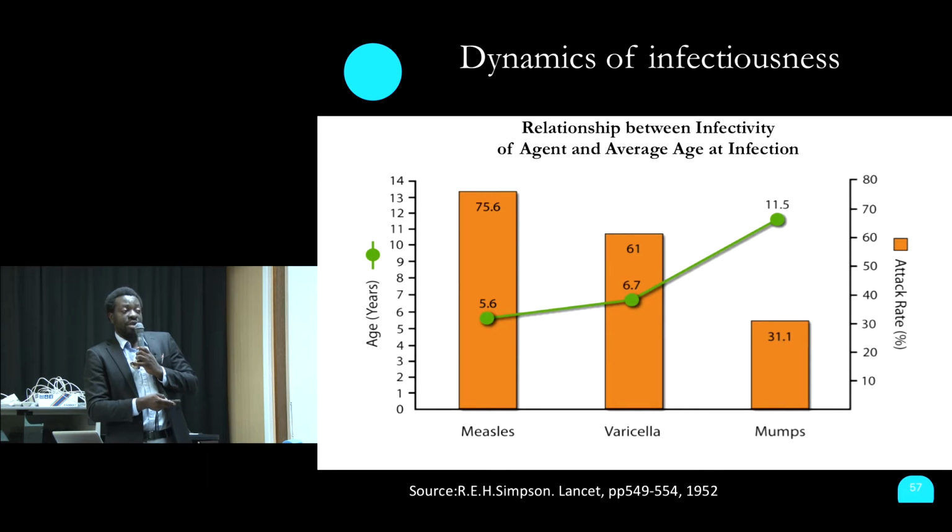So why? Because measles has a much higher R naught compared to varicella, and varicella has a much higher R naught compared to mumps. So if R naught is very large, you get infected when you are very young. When R naught is very small, you get infected later in age. So this is the relationship between R naught and the age at infection.